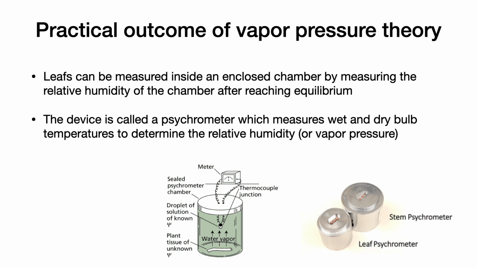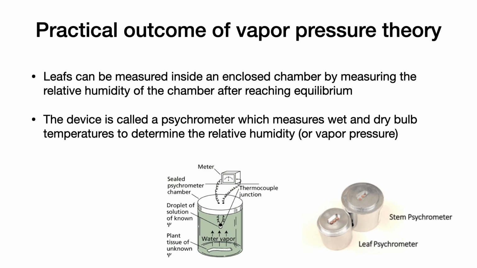So the practical outcome of all of this vapor pressure theory is the fact that we can place leaves inside an enclosed chamber that is sealed. And by measuring the relative humidity inside that chamber, after it's reached equilibrium, we can establish what the water potential is. As a result, there have been devices developed that are called psychrometers. Psychrometers are devices which originally, like a sling psychrometer, were used to measure wet and dry bulb temperatures to determine what the relative humidity of our atmosphere is, or its vapor pressure.